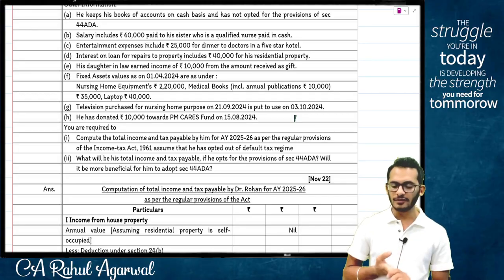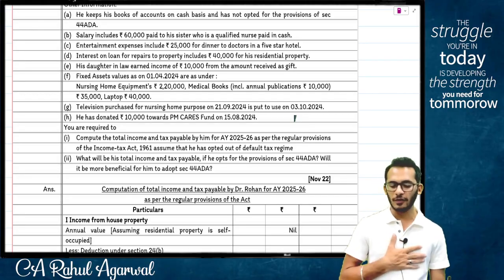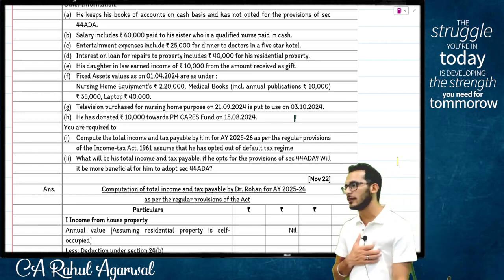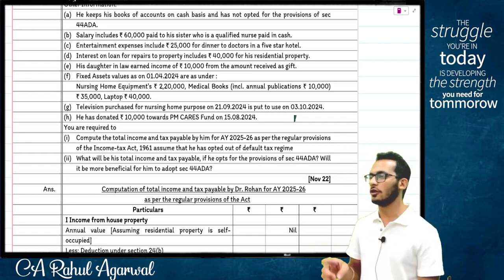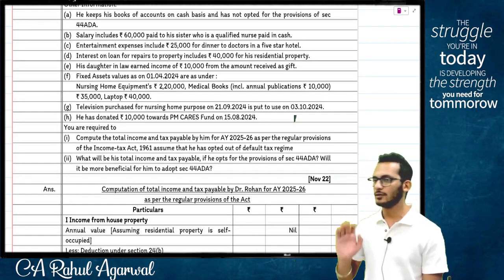Second says, what will be his total income if he opts for the provisions of 44ADA? Will it be more beneficial to opt for 44ADA? 44ADA is presumptive taxation. So they are asking you, first do normal, then do presumptive. Tell me which one is better.